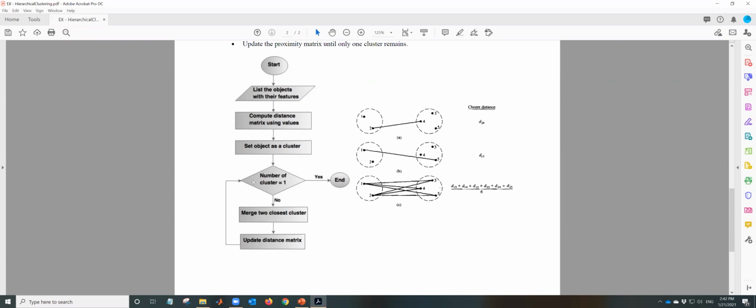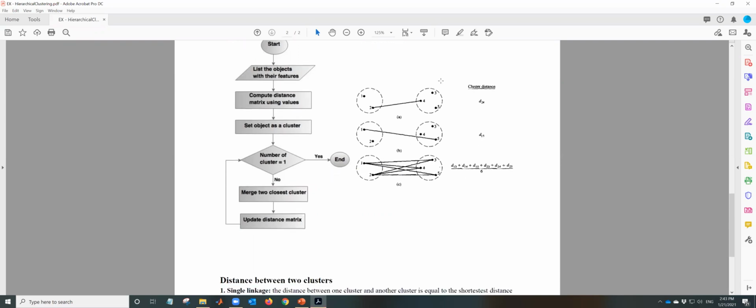Then we check whether we have all the observations in one single cluster or not. If no, then we continue to do it. We do this in an iterative way until there is only one cluster left. Then we end the algorithms.